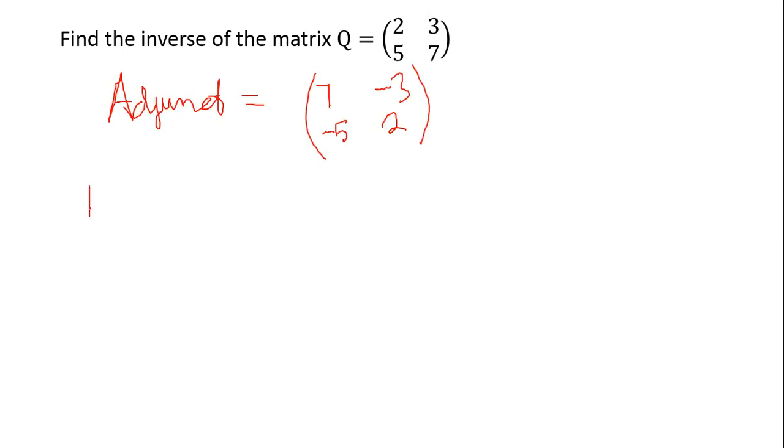Okay. Then we find the determinant of Q. What is the determinant of Q? 2 times 7 minus 5 times -3.